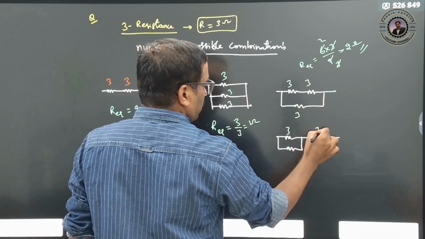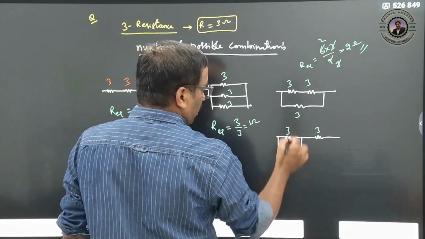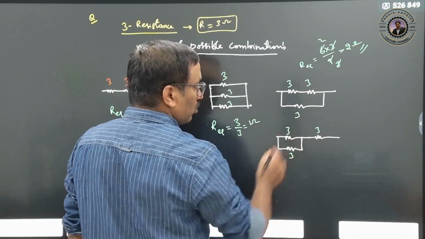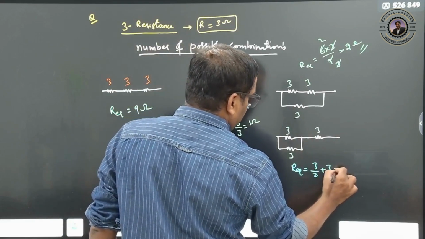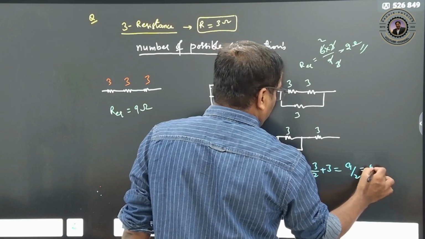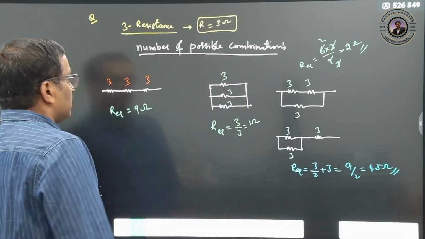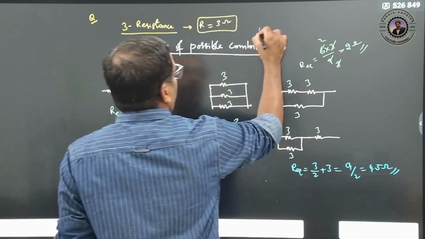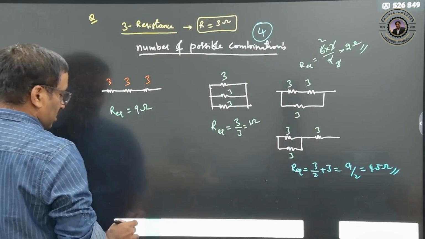So this is 3 ohm, 3 ohm, 3 ohm. Now I can rewrite it: these two in parallel give 3 by 2, plus 3. So R equivalent is 3 by 2 plus 3, which is 9 by 2, therefore 4.5 ohms. Clear? So how many possible combinations are there? 1, 2, 3, 4. 4 possible combinations.